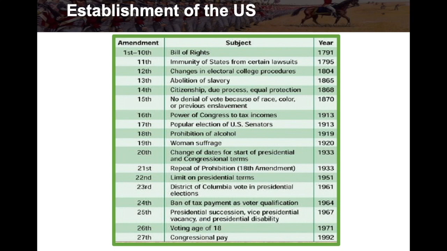24th Amendment is a ban of tax payment on voter qualification. 25th Amendment, presidential succession, vice presidential vacancy, and presidential disability. The rules in regards to that. 26th Amendment is voting age set to 18 years old. And 27th Amendment is congressional pay. And you notice that happened in 1992. So you see the years there, the amendments to the Constitution. The states all have to ratify the amendment, and it has to be a certain number of votes for this ratification to change the Constitution. So that's a quick list.